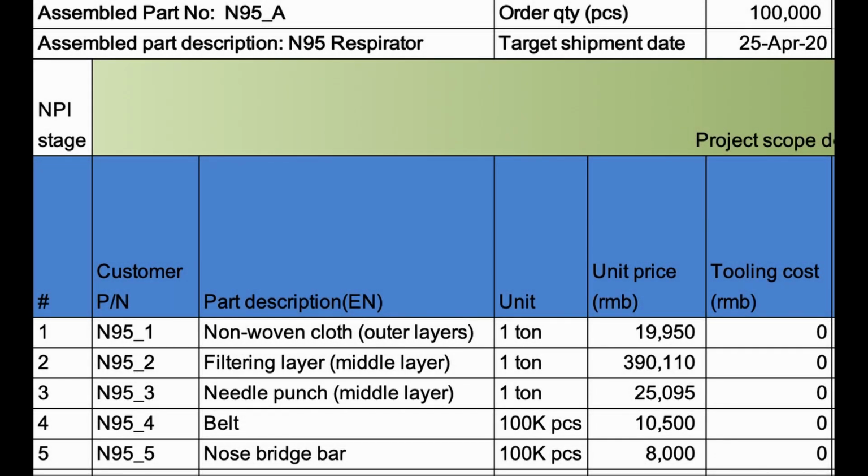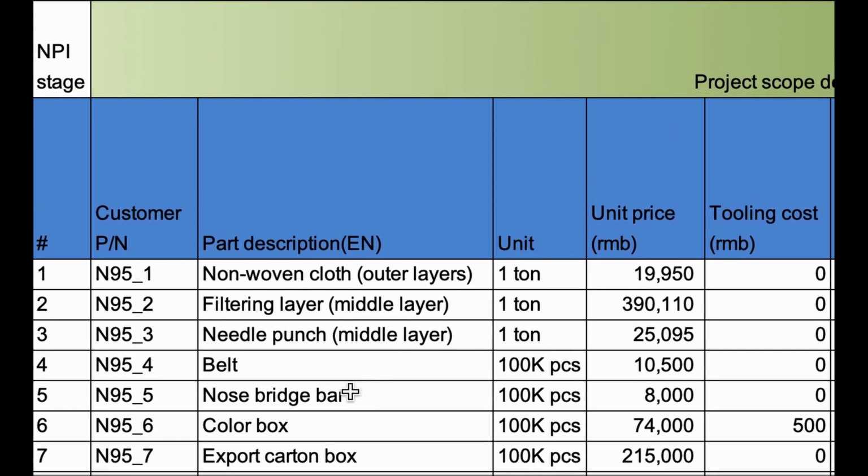Here's an example of a bill of material, a BOM. So let's say we are a factory, we're going to make N95 respirators, let's say 100,000 pieces to be shipped by that date. So each part, each material is listed like this, with a description in English, maybe in Chinese, the unit and the price. For example, these materials are typically bought by the ton, and so on.